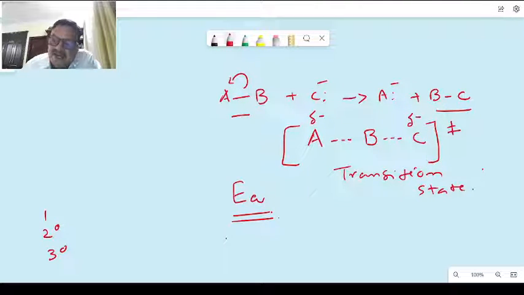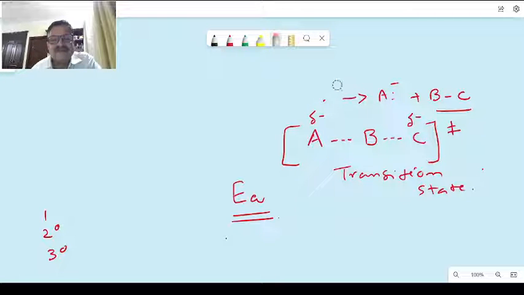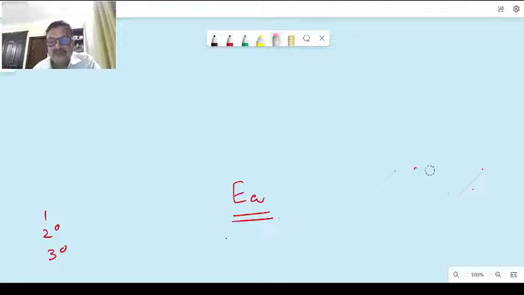So in the case of an endothermic reaction, the transition state is closer to the energy of the products. How? Let us see that. And in the case of an exothermic reaction, the transition state is closer in energy to the reactants. So let us see the energy diagrams here. Again, we are back to energy diagrams. Unless I draw this energy diagram, you won't be able to follow endothermic, exothermic, and all these concepts.